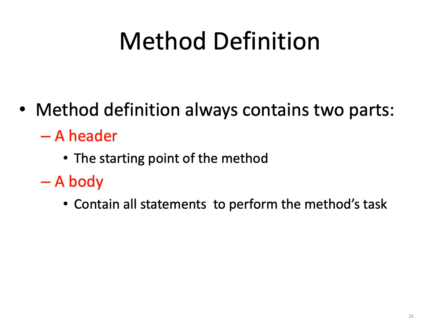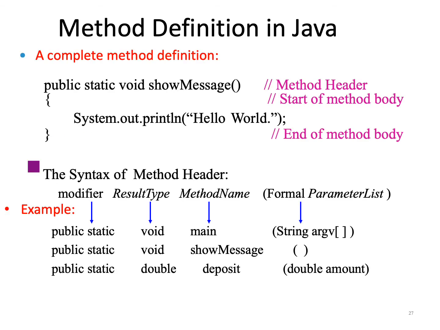Let's go through the method definition step by step. Method definition always contains two parts, a header and also a body. A header, which is the starting point of the method. A body contains all statements to perform the method's task. An example of a complete method header is public static void showMessage. The method body can be any statement, for example, System.out.println hello world.